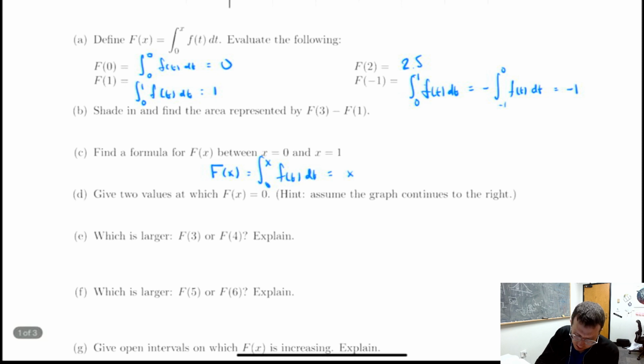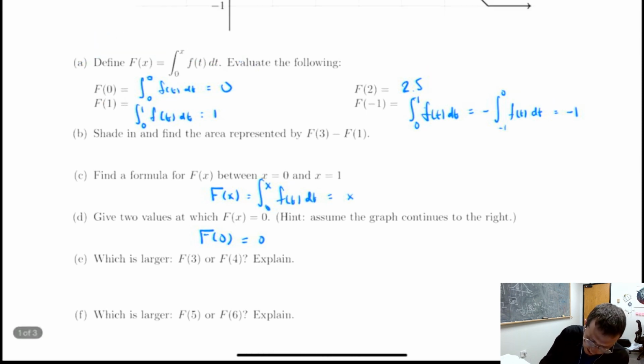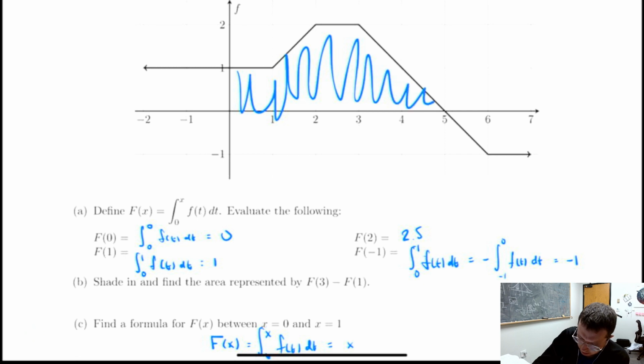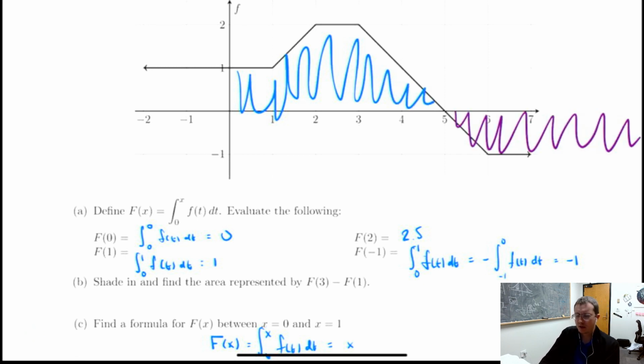Give two values at which F of x equals 0. F of 0 is 0. We've already discussed that. And then the point is, we've got all this positive area, but once we end up beyond 5, the area is below the x-axis, so it counts as negative area. And at some point, if you continue far enough off to the right, you'll accumulate enough negative area to cancel out all of this positive area.